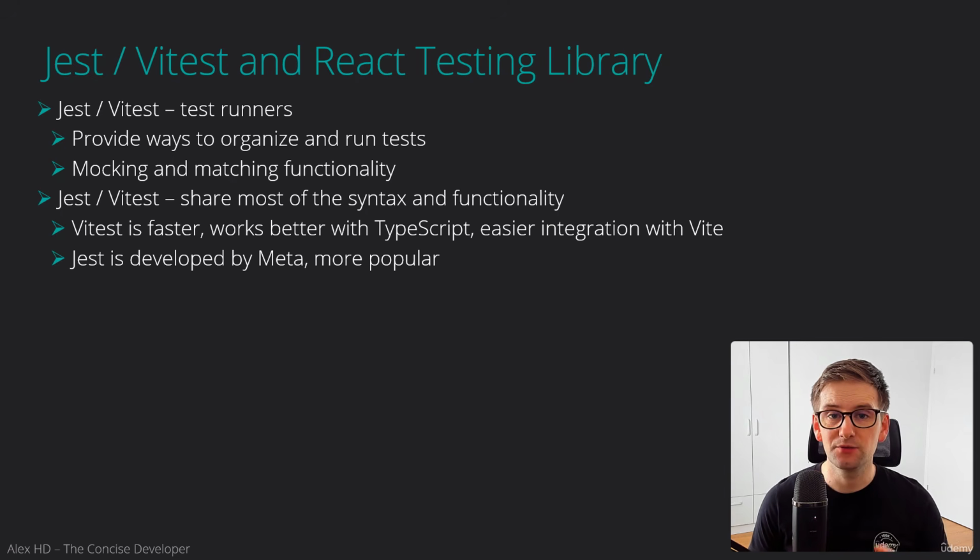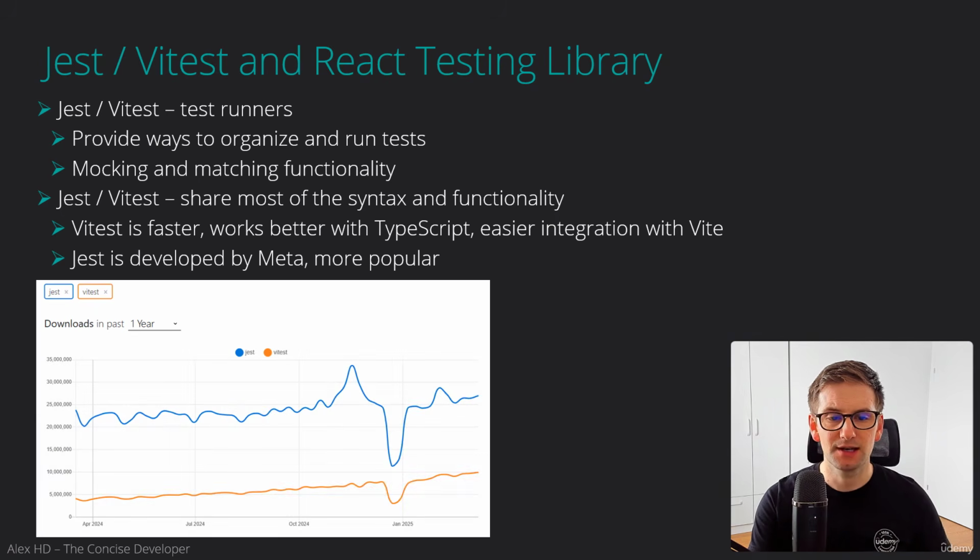There are a few key differences between Jest and Vitest. Vitest, on one hand, is faster, works better with TypeScript and has an easier integration with projects generated by Vite. On the other hand, Jest is developed by Meta, so the same company that develops React, and it is more popular as I'm recording this course. Here you can see a screenshot from npm trends for both Jest and Vitest. You can see currently Jest is more downloaded, but I don't know how these numbers will look in the future.